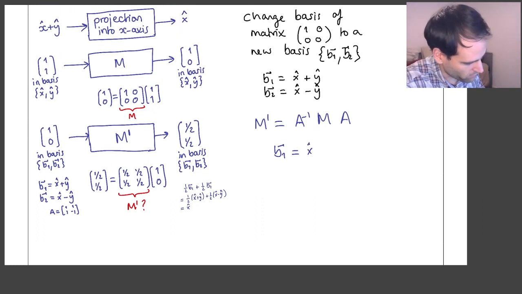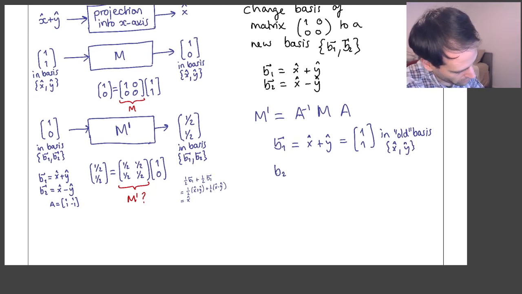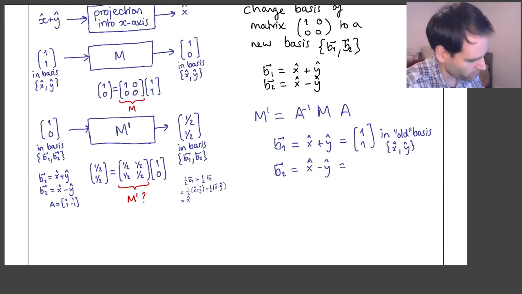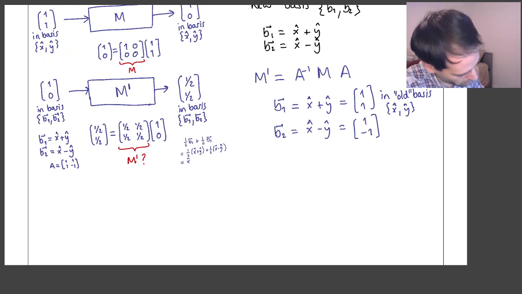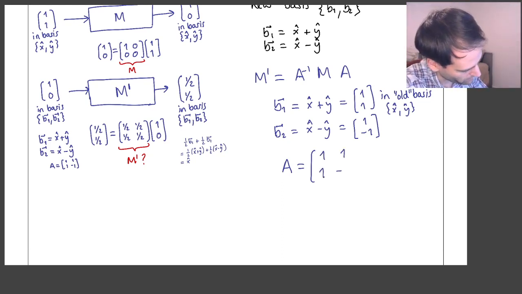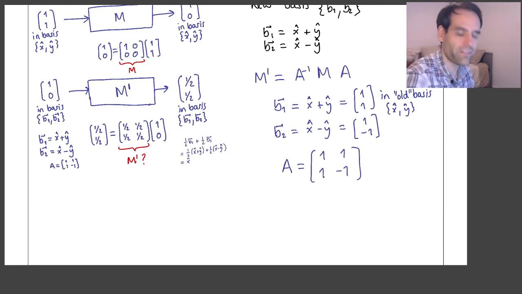So what is B1, which is equal to x hat plus y hat? What is it written in the old basis, x hat, y hat? It's 1, 1. Yeah? In the old basis, x hat and y hat. Now, what is vector B2, the second vector of the new basis? This is x hat minus y hat. So what is it written as a column vector in the old basis? It is 1, minus 1, also in the old basis. Okay? Therefore, the change of basis matrix is given by these two columns written in the old basis. So the first column is 1, 1, and the second column is 1, minus 1. Perfect, we have matrix A.